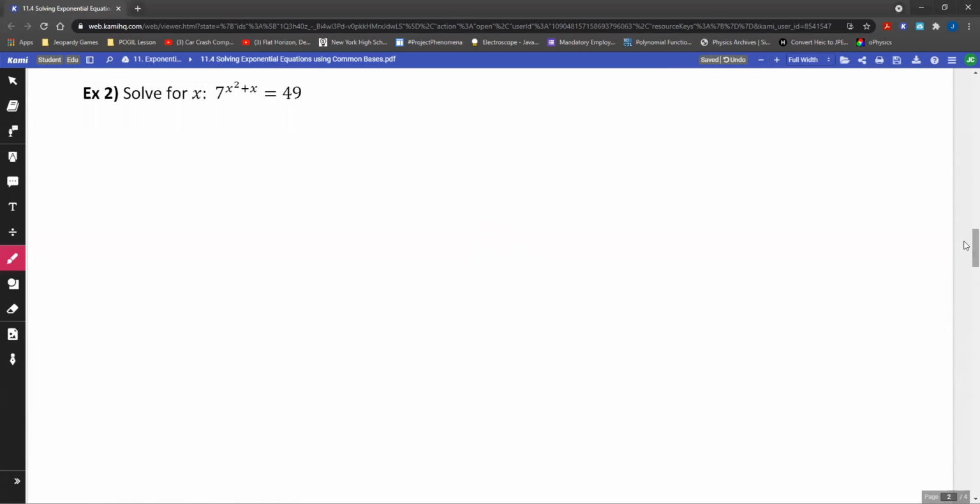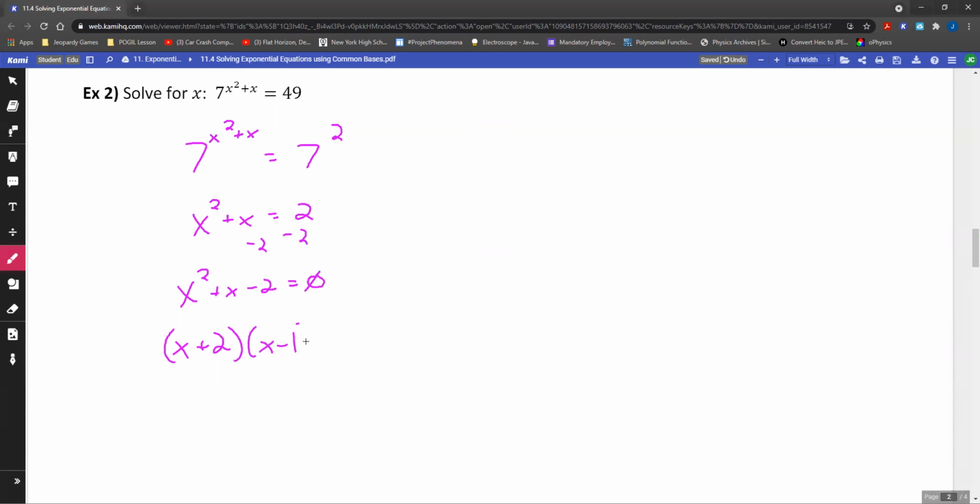Scrolling down. I'm going to turn the 49 to 7 squared. So these exponents must be the same. Moving the 2 over, I get x squared plus x minus 2 equals 0. Again, because of the way things work with this quadratic, it's factorable. So we're actually going to rewrite it as x plus 2, x minus 1. So my solutions are x equals -2 and x equals 1.